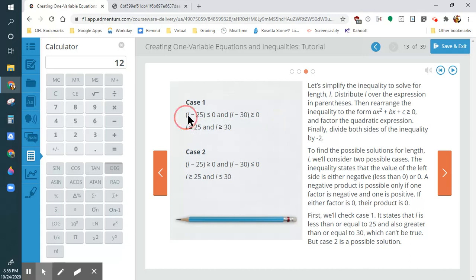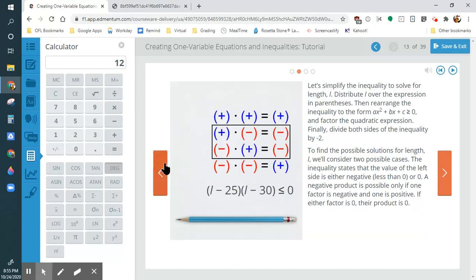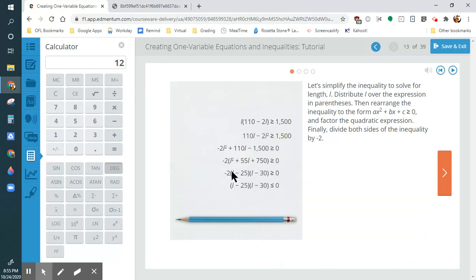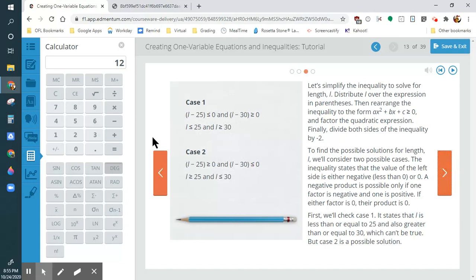Let's see here. So now we're going to do these cases. Oh, by the way, I almost forgot. When you divide by a negative, the sign flips over. So right here, what they're doing is they're dividing by -2, which flips over this sign. All right, so now we're going to do both cases. So L can be greater than or equal to 25, or L can be less than or equal to 30.